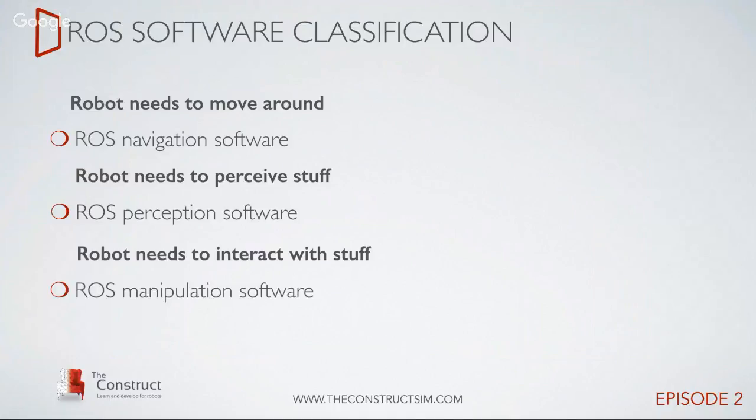Another one is when the robot needs to interact with the stuff. So imagine that your product has to grasp things. Maybe it's a garbage collector. It's a robot that grabs some stuff that is on the ground and then puts it in the trash bin. So that's manipulation software, or manipulation packages of ROS. Those are the ones that allow the robot to manipulate stuff.